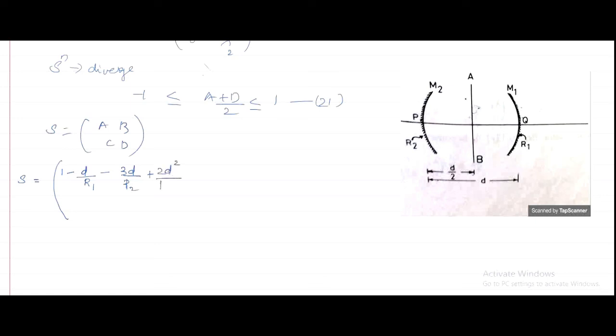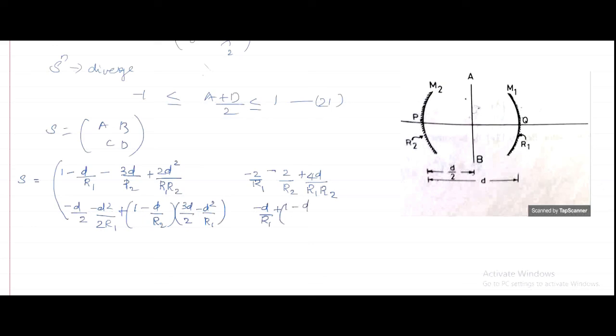A, B, C, D. That is, on simplification we get 1 minus d by R1 minus 3d by R2 plus 2d square by R1 R2, then minus 2 by R1 minus 2 by R2 plus 4d by R1 R2, minus d by 2 minus d square by 2R1 plus (1 minus d by R2) into (3d by 2 minus d square by R1), minus d by R1 plus (1 minus d by R2) into (1 minus 2d by R1). So let this be equation number 22.